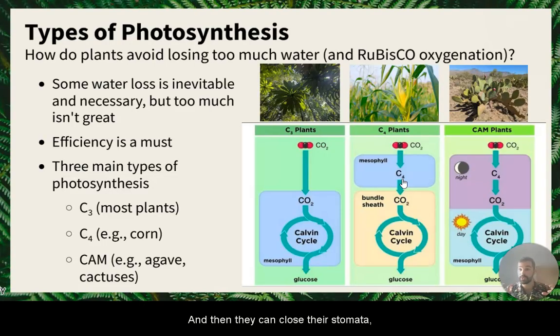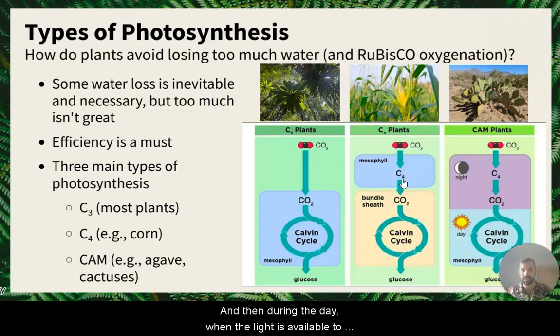And then they can close their stomata, convert that back to CO2, and then during the day, when the light is available to power the Calvin cycle, that reconverted CO2 can then proceed through photosynthesis. So they do whole sets of reactions at night versus reactions during the day, rather than always going during the day when it's less efficient. So pretty wild how this has evolved in multiple plant taxa, all dealing with this problem of maximizing airflow while also minimizing water loss.